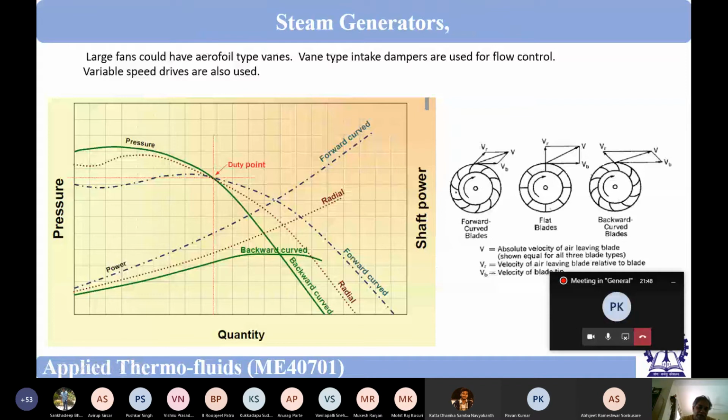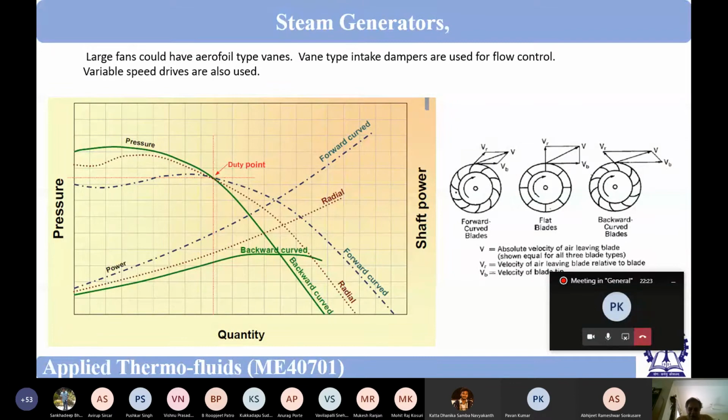Efficiency curve will be something like an inverted U, and at the point where pressure and quantity both are 0, that is, the velocity is equal to 0 or flow rate is equal to 0, efficiency will also be 0, and then it will be an inverted U. So the maximum point of the U will be somewhere here, and in this range only we should operate the fan. I mean, close to the maximum efficiency point, we should operate the fan.